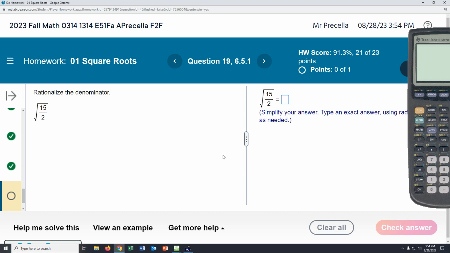I think I'm going to go to the next page. This is number 19. We have the square root of the fraction 15 over 2. That green is not dark enough in my opinion. 15 over 2.